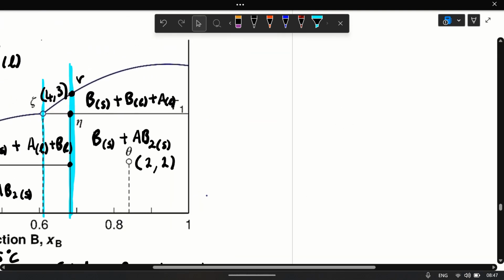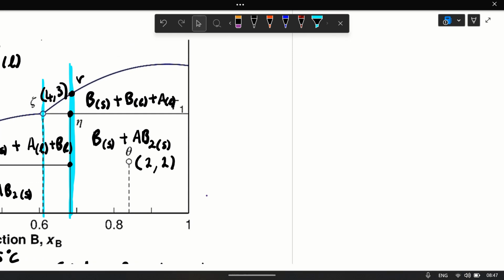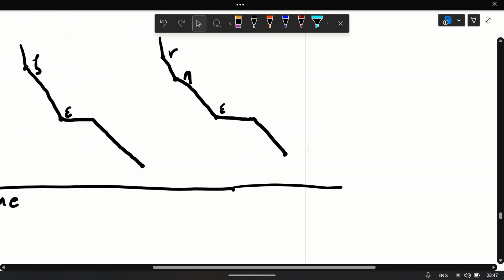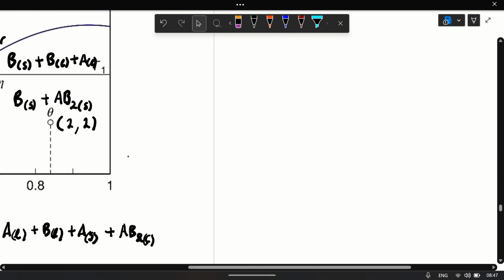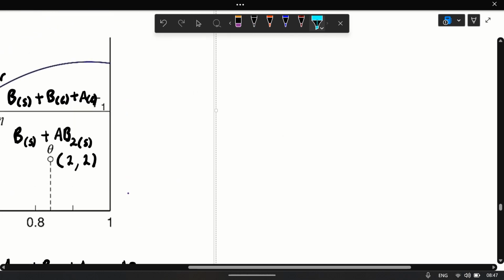At nu we only have B solid, B liquid and A liquid, and then at eta we have another phase being introduced, and then at epsilon we have the complete solidification of the system. Okay, and then finally we have this system, or this process here.